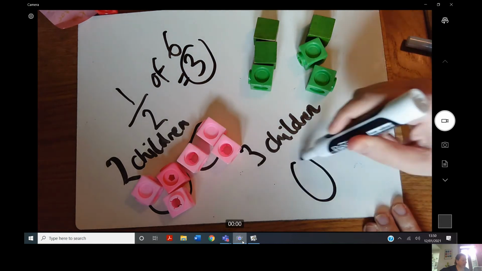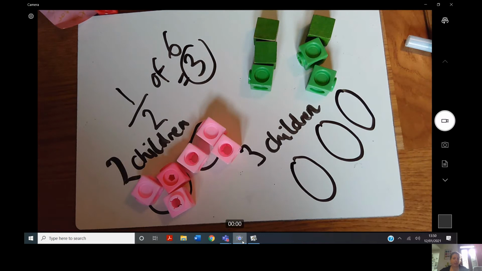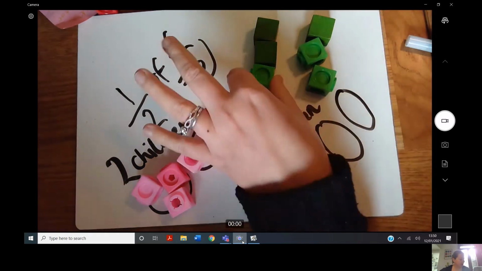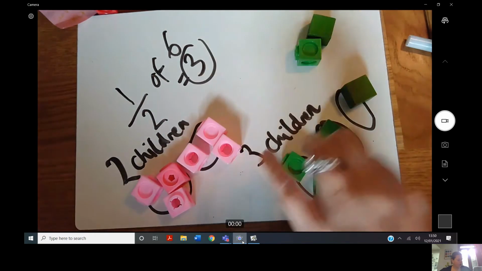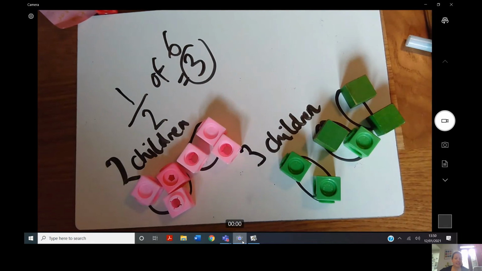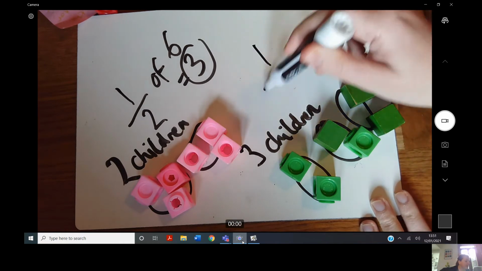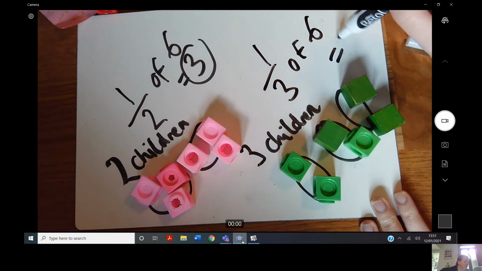Here, I'm splitting my groups into 3. I'm splitting my whole, which is 6, between 3 children. So I'm going to split my whole into 3 equal groups. 1, 2, 3, 4, 5, 6. My whole is 6, and I've divided it into 3 equal groups, which I know, whatever the number of groups is, is my denominator. So I've worked out what 1/3 of 6 is, which equals 2.